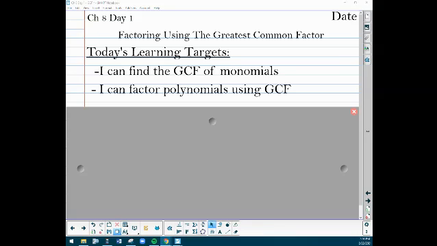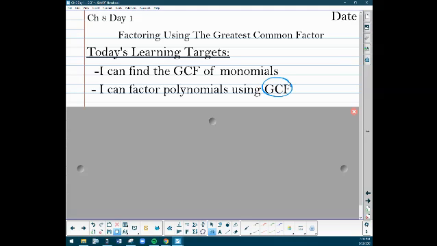We are on Chapter 8, and we are going to do Day 1 today. The title of our notes is Factoring Using the Greatest Common Factor. Our learning targets are: I can find the GCF of monomials. We should know what a monomial is. And I can factor polynomials using the GCF. GCF in both of these situations stands for greatest common factor.